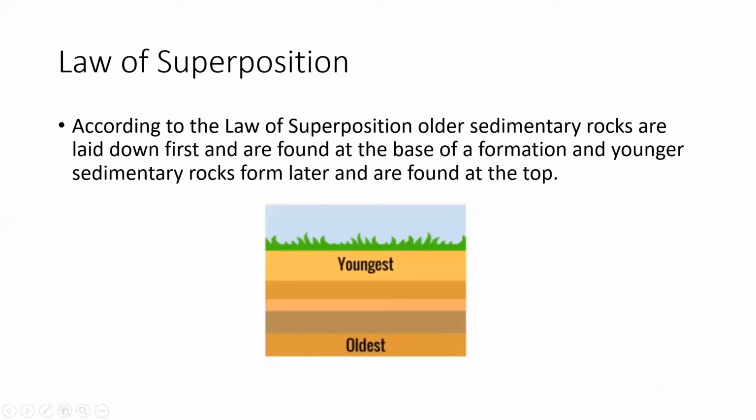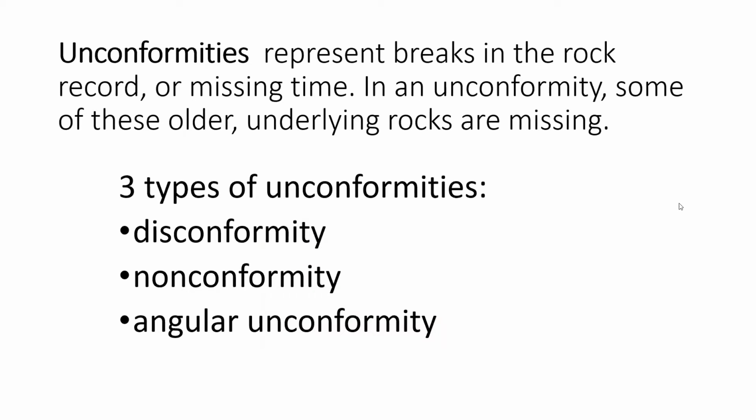So the first thing you need to know about unconformities is a little bit about the geology that makes up an unconformity. The law of superposition states that older sedimentary rocks are laid down first and are found at the base of a formation, and younger sedimentary rocks form later and are found on top. Basically, an unconformity represents breaks in the rock record, or missing time. In an unconformity, some of these older underlying rocks are missing. There are three different types of unconformity: a disconformity, a nonconformity, and an angular unconformity.